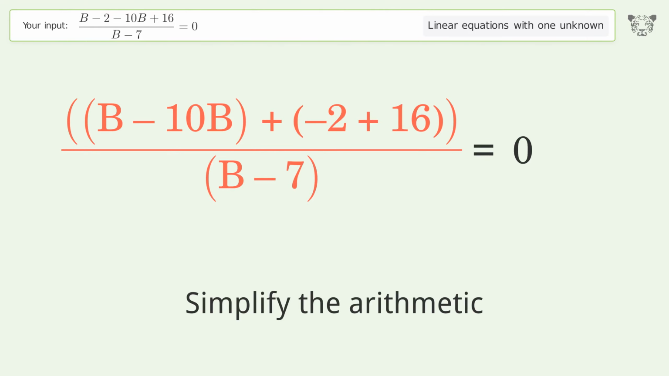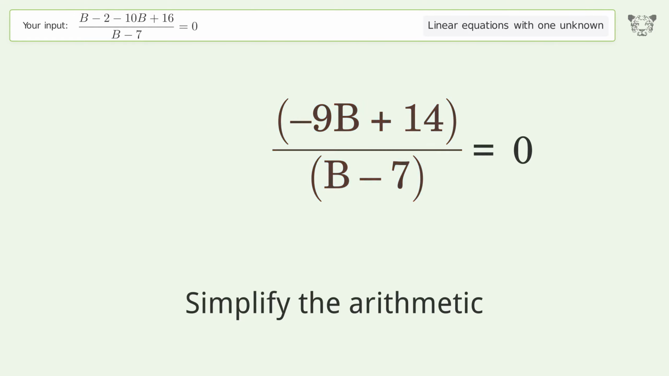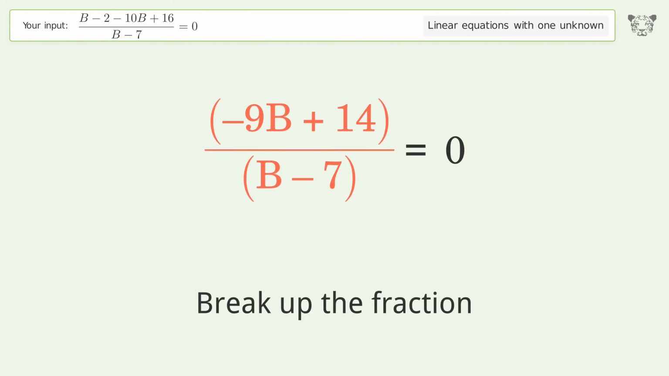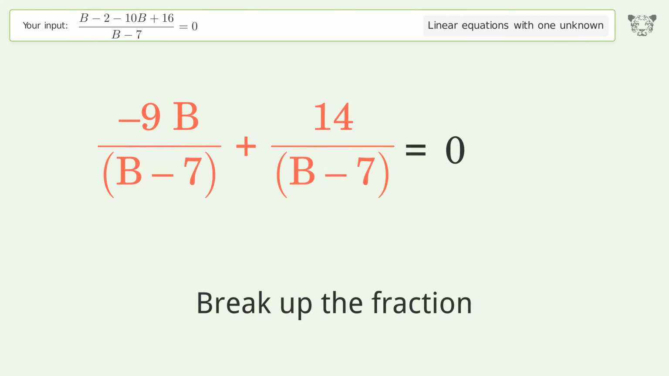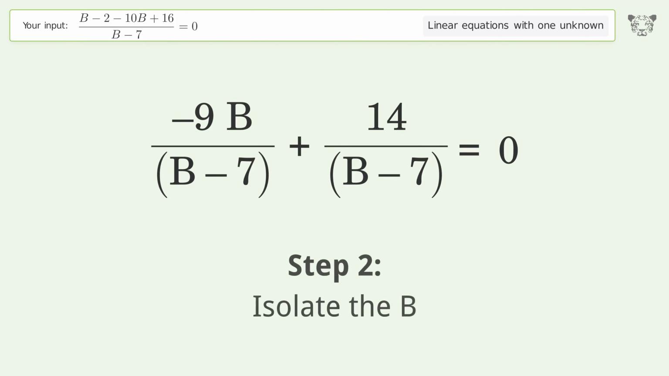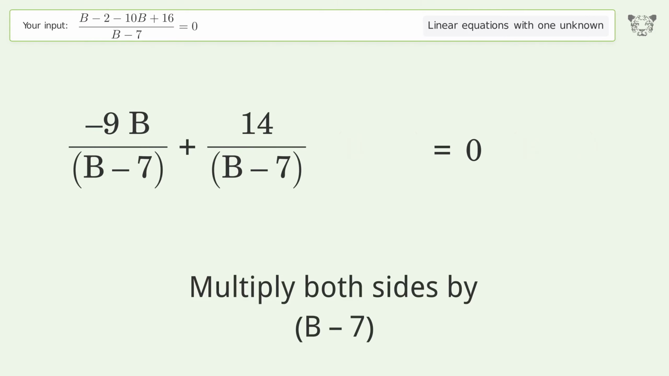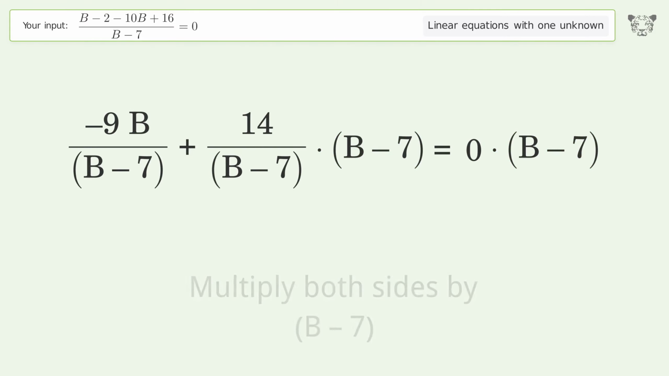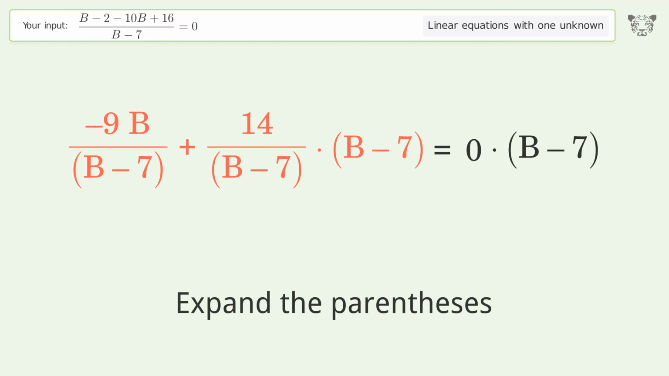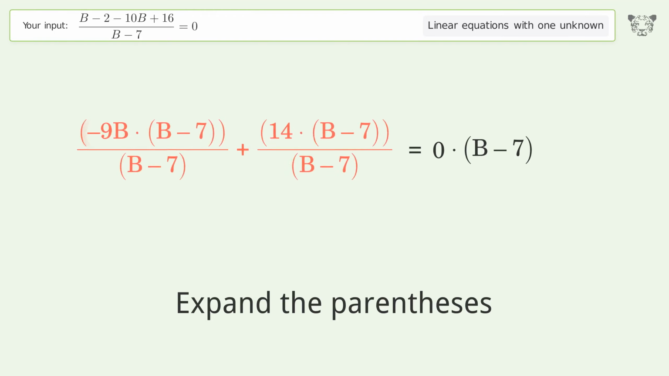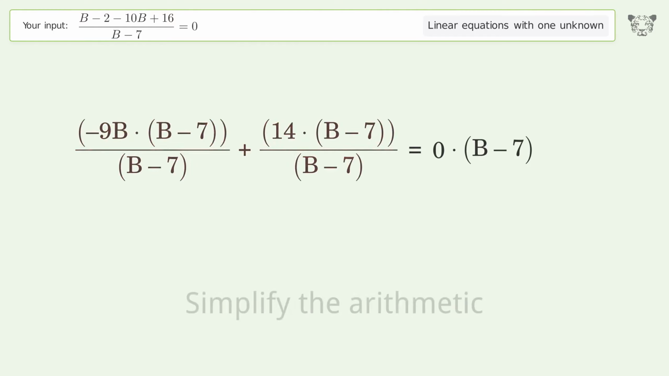Simplify the arithmetic. Break up the fraction. Isolate the b. Multiply both sides by b-7. Expand the parentheses. Simplify the arithmetic.